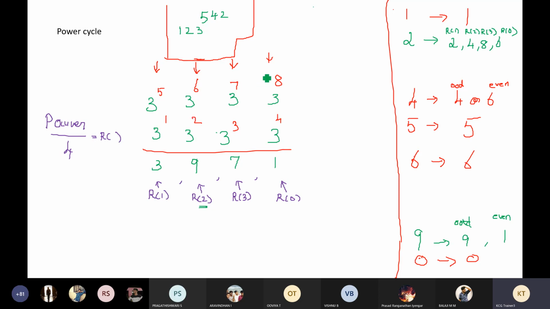Excellent, guys. Superb then. So take a power value, which is 542. If I divide it by 4, just look at the last two digits. That's what I've told you. 42 by 4. What is the remainder? Remainder is 2. If the remainder is 2, then the last digit is 9. That's all. So for 3, 9, 7, and 1. Similarly, what are the numbers that we have in the cycle for 7, guys?